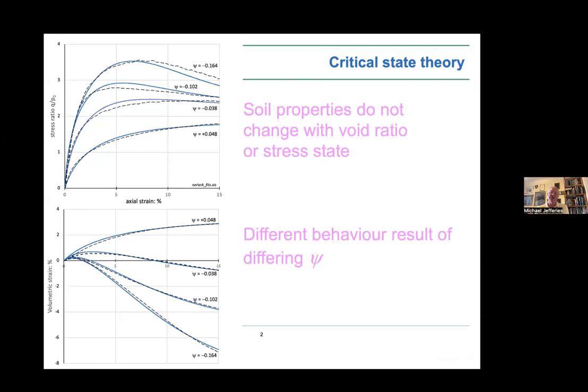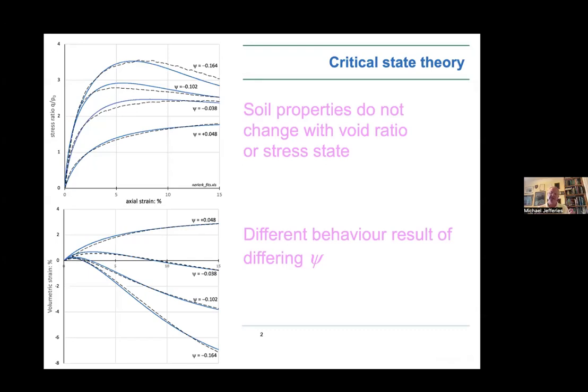They do not change with stress level or void ratio. They're true properties. And then we say, actually, soil can exist over a range of void ratios and a range of confining stresses. So we have to get this second set of information, which we usually call state measures, into our understanding of soil behavior.